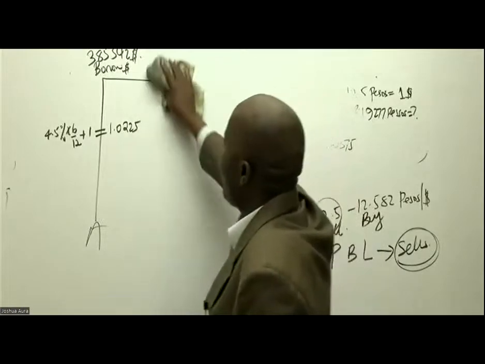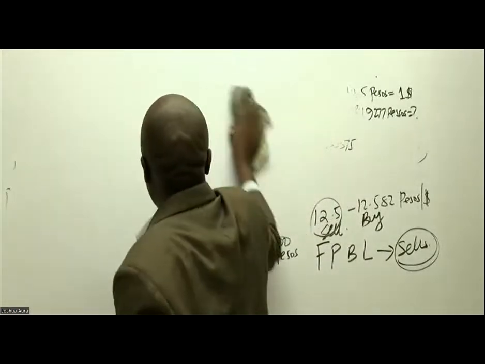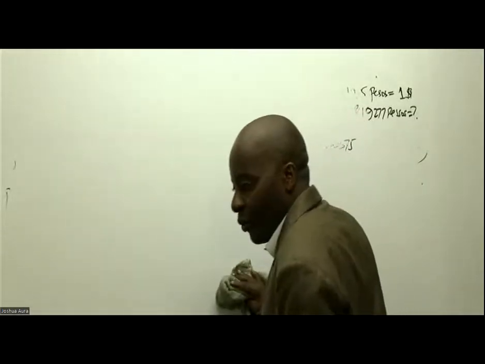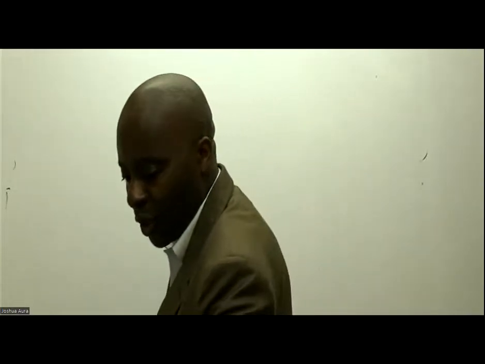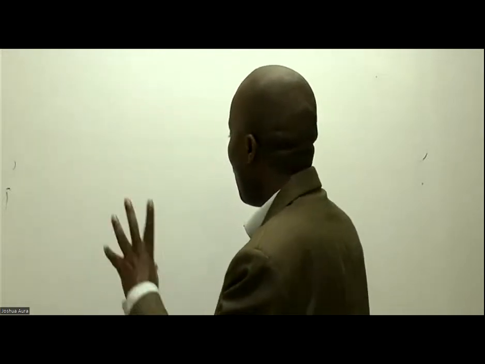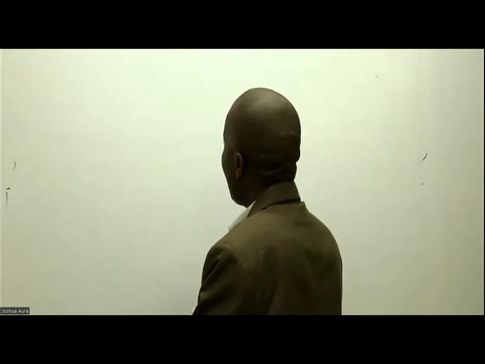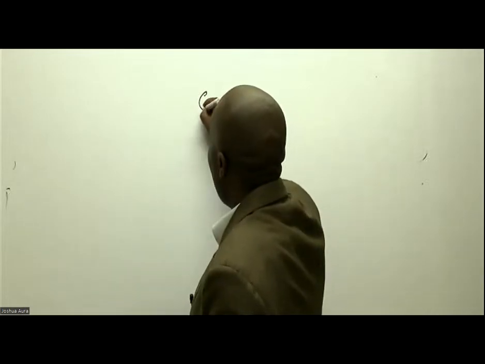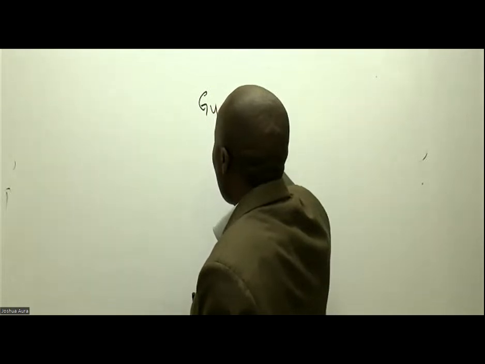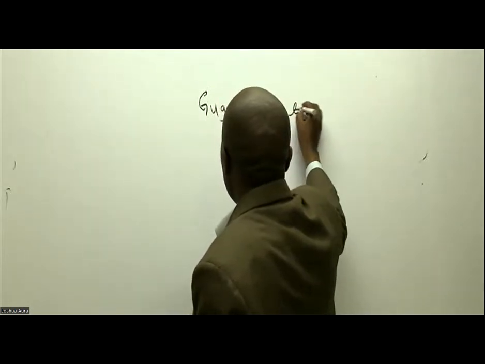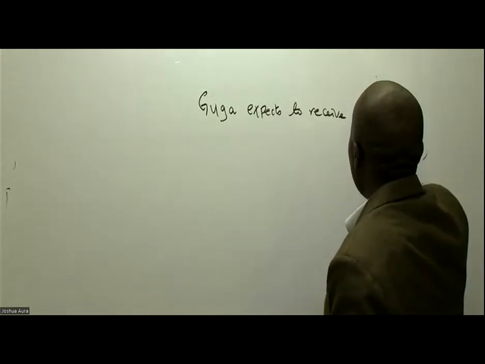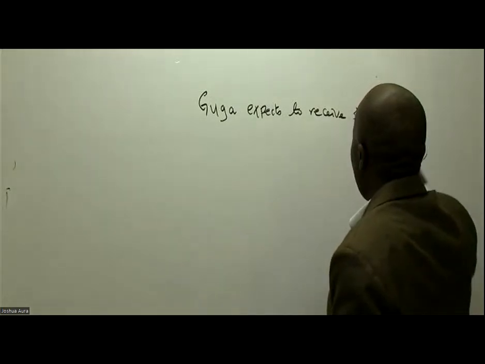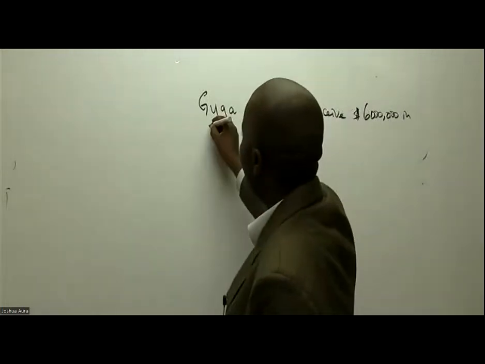Now, if this examiner wants to confuse you, if I were an examiner this time around and I would want to confuse you so seriously, this is what I'll give you. I'll tell you that Mr. Guga is a serious investor who has done some business in the US. Guga, who is one of us, expects to receive $6 million in 3 months' time.